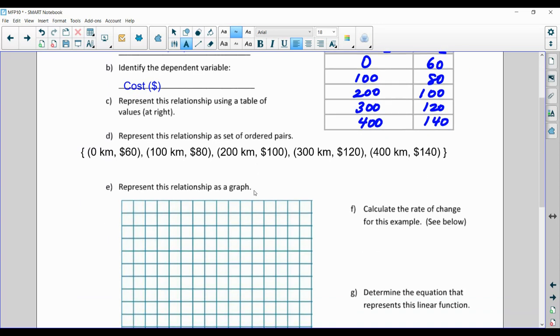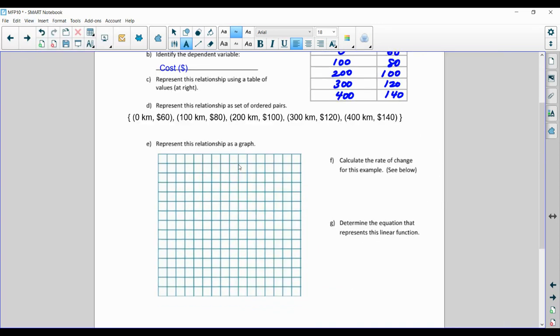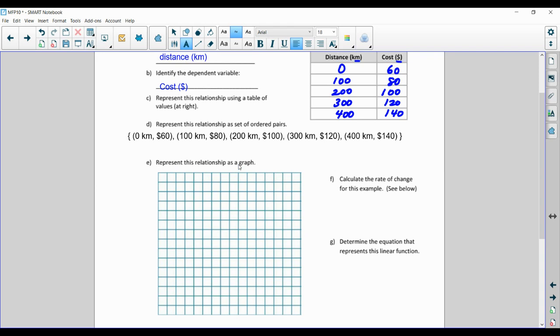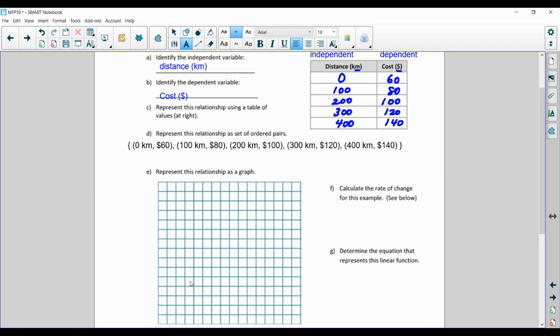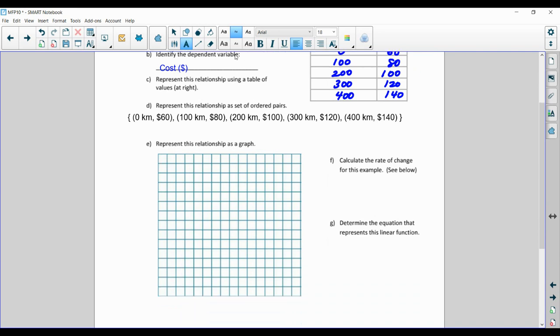Now we're going to represent it as a graph. Again, I'm going to zoom out here so we can still see our table of values when we go to graph. Okay, so what's going to go along the x-axis, which is the bottom, is always going to be our independent. So that's going to be distance along the bottom and cost along the side.